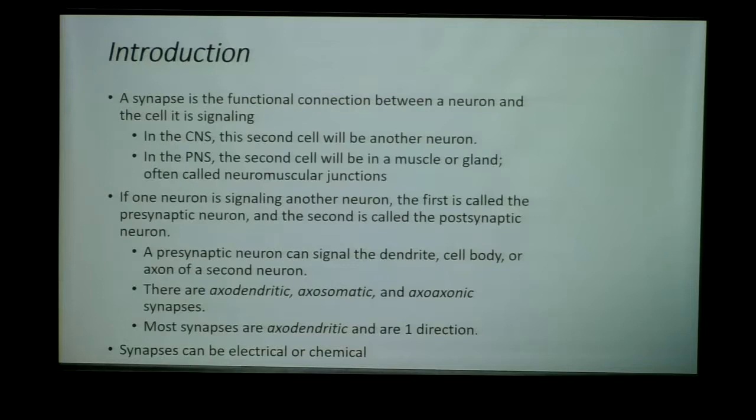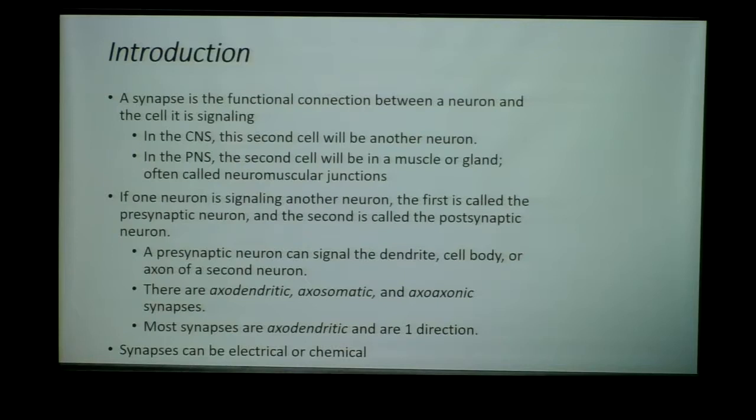So a synapse is basically a functional communication between one neuron and another cell that it is signaling or communicating to. Typically when this connection or this signaling happens in the CNS, it will be with another neuron, right? So neuron to neuron synapse. But when it's in the PNS, it will be between a neuron and some other type of cell, which we will eventually call an effector cell or a target cell. Okay, and that can be muscle, either cardiac, smooth, or skeletal. That can be glandular tissue, or that can be adipose tissue as well.